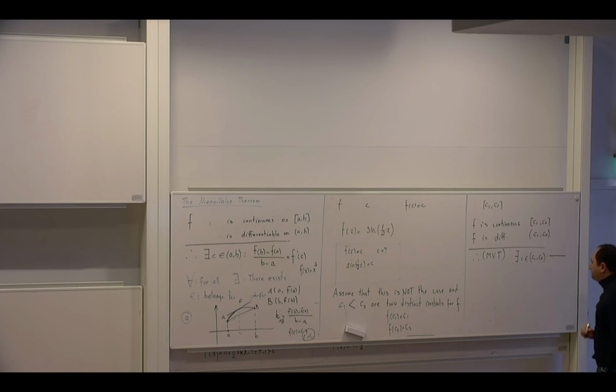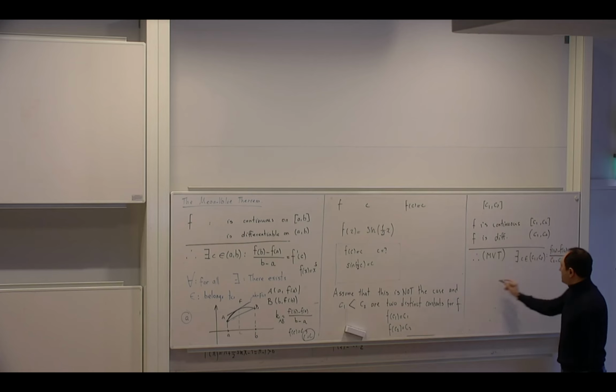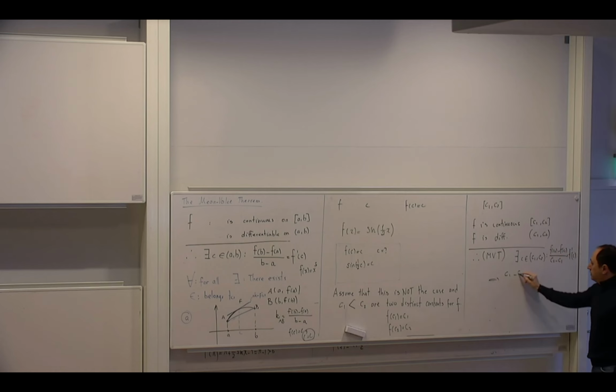Help me. f of the endpoint C2 minus f of C1, divided by C2 minus C1, is equal to f prime of c. Is that right? I am using the mean value theorem. But then what does it mean? f of C2, by my assumption, is C2, so this becomes C2 minus f of C1, which is C1, divided by C2 minus C1.